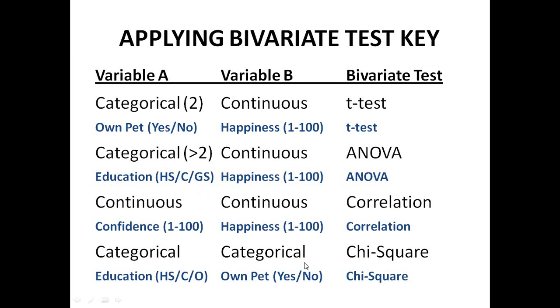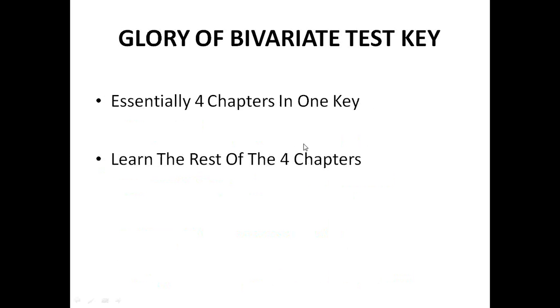Now whenever you do a dependent variable thing like I'm doing here, you're going to have one left out, because here's the dependent variable, and if it's categorical, you have categorical and categorical, and you have to use a chi-square. So just as a proxy, for the sake of showing what you would use for a chi-square, we have our categorical education and our categorical owning a pet, and you would use a chi-square. So, more glory for the bivariate test key.